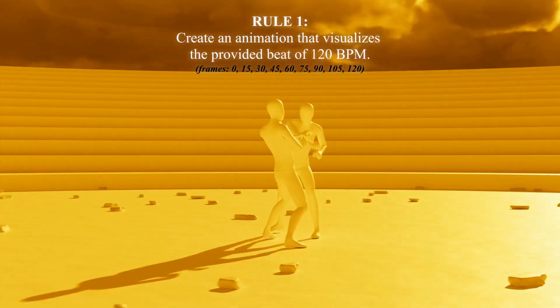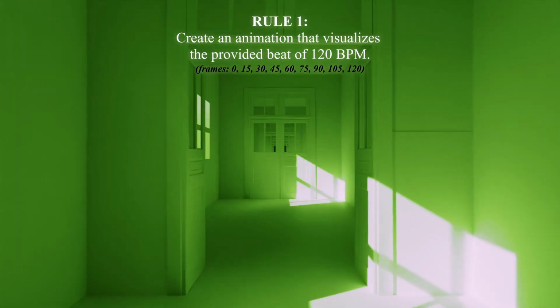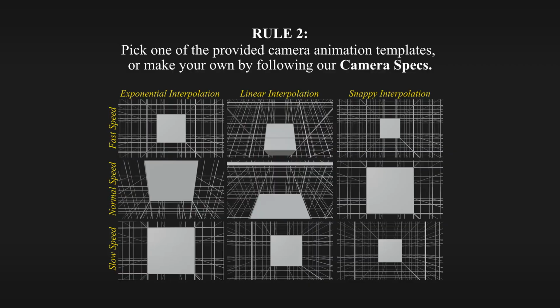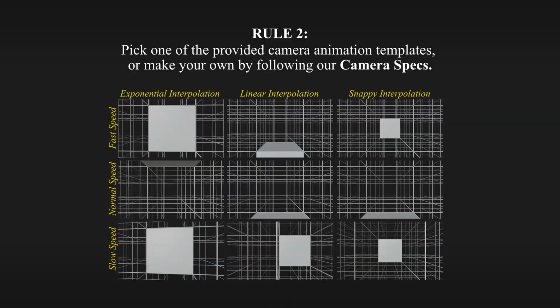First, create an animation that visualizes the provided tempo of 120 beats per minute. And second, pick one of the provided camera animation templates to create your art from, or make your own by following our camera specs.